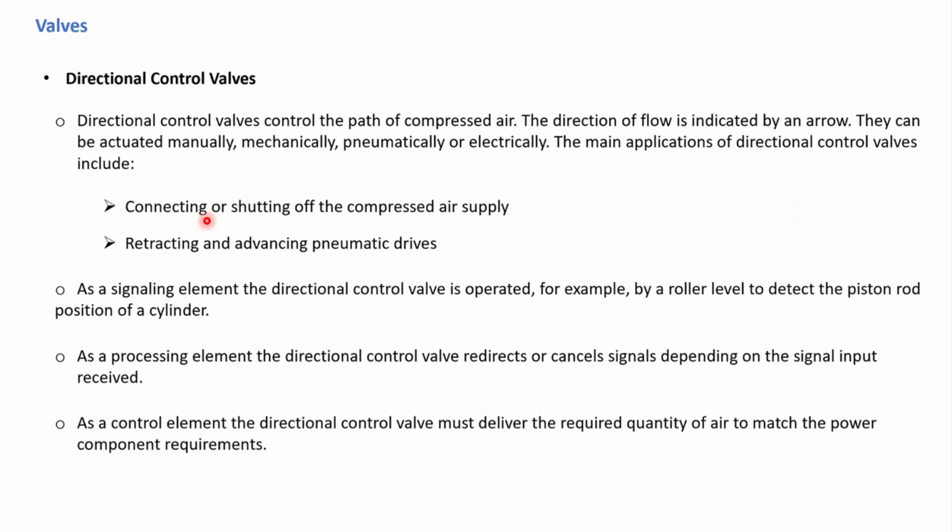As a control element, the directional control valve can deliver the required quantity of air to match the power component requirement. So let's say we have an actuator. The directional control valve should be capable of providing the amount of air needed for that power supply unit within that system, or let's say the power component that we have within the system.